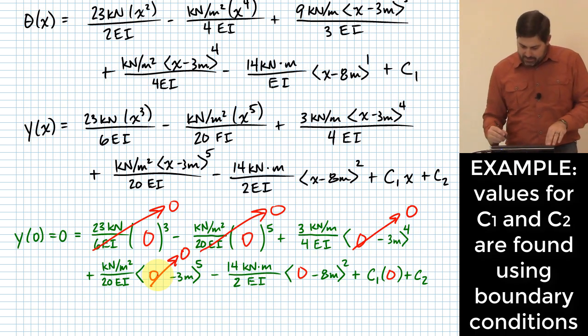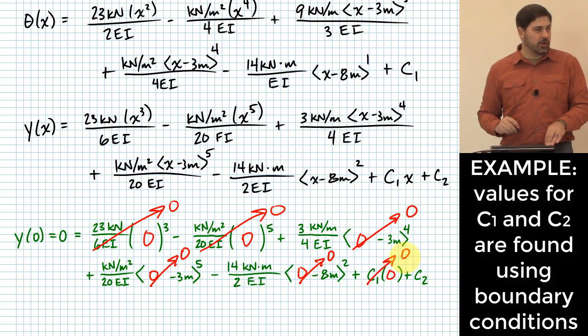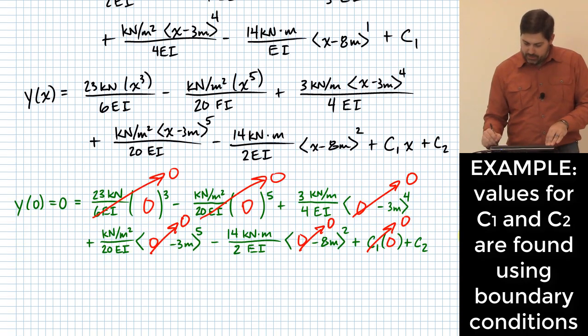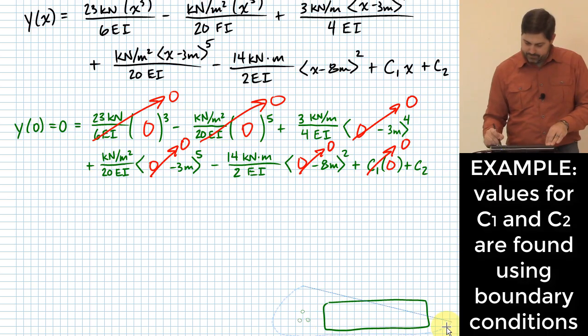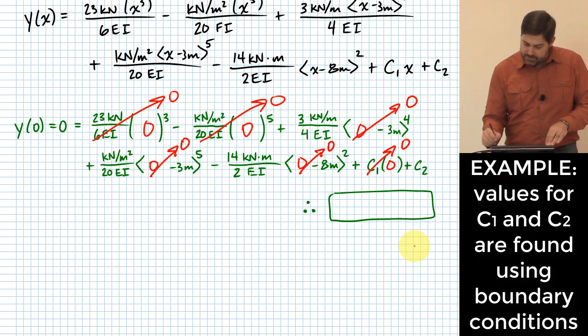Okay? What about this one? 0 minus 8. Same thing again, right? The x value is less than the a value, and that means this one's also going to be 0. Since this is 0, this term is 0. And with all of this stuff put in here, what do we conclude about C2? We conclude that C2 is 0.